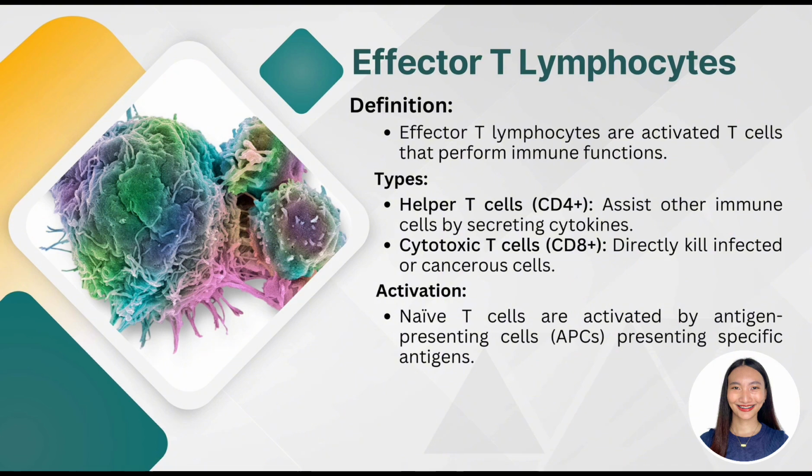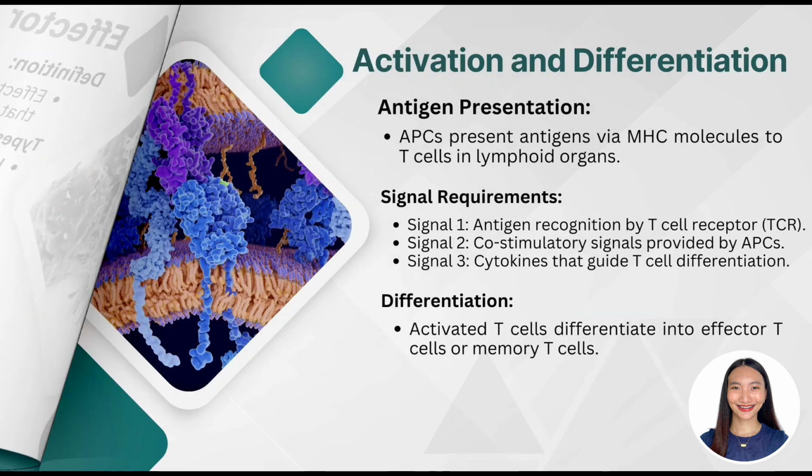Effector T lymphocytes. These are activated T cells that perform immune functions. Two types include helper T cells, or CD4+, which assist other immune cells by secreting cytokines. Next, cytotoxic T cells, or CD8+, which directly kill infected or cancerous cells. For activation, naive T cells are activated by antigen-presenting cells, or APCs, presenting specific antigens.